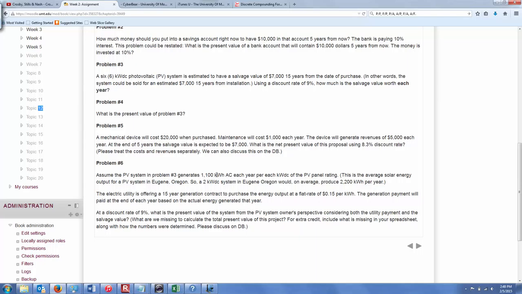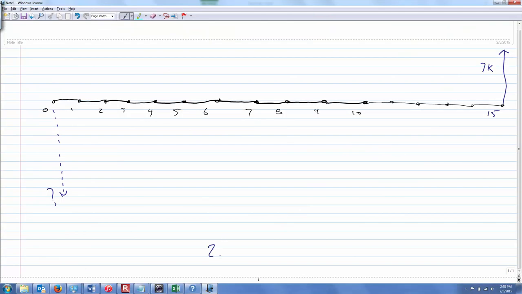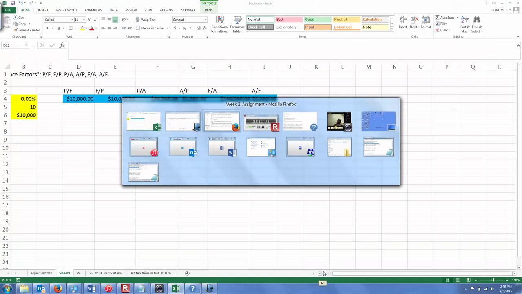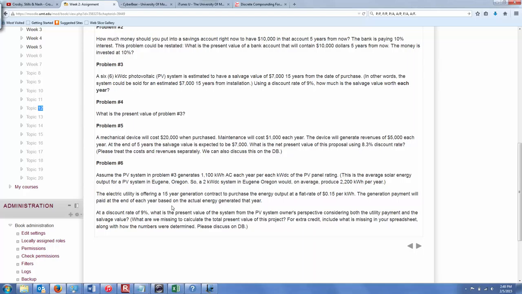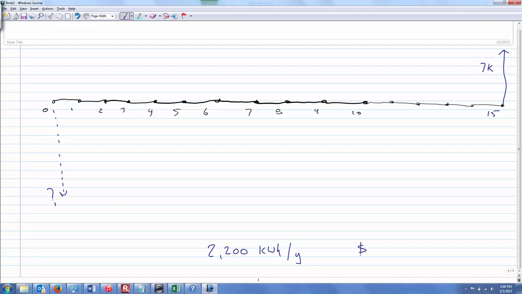Okay. Now our system generates 1,100 kilowatt hours each year. So we're looking at 2,200 kilowatt hours per year. And the utility is going to do a flat rate of 15 cents per kilowatt hour. So 0.15 per kilowatt hour. So let's multiply those two guys together.